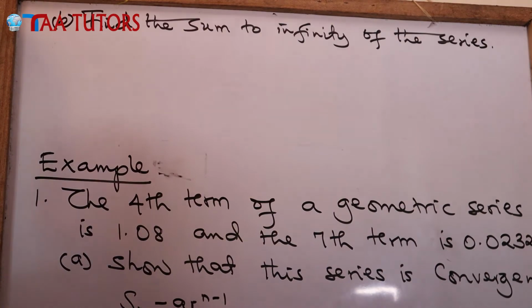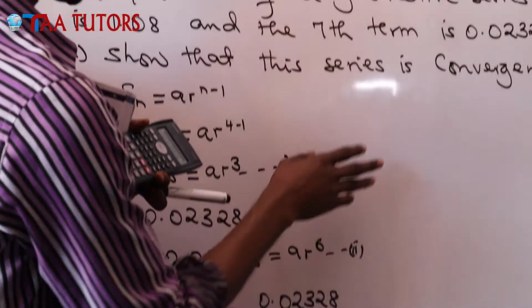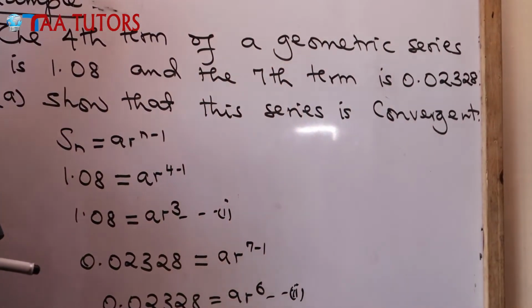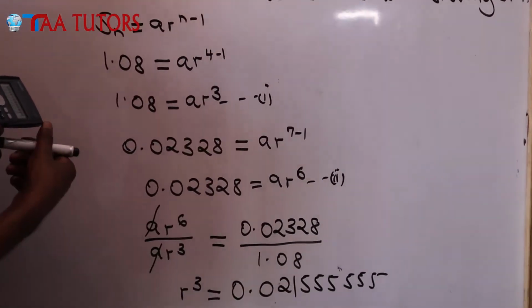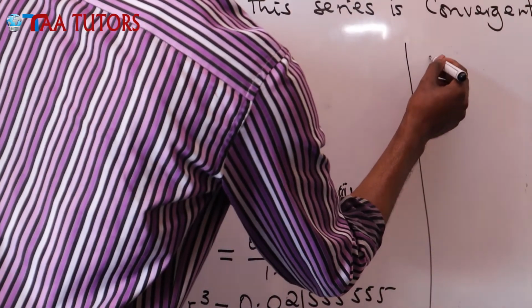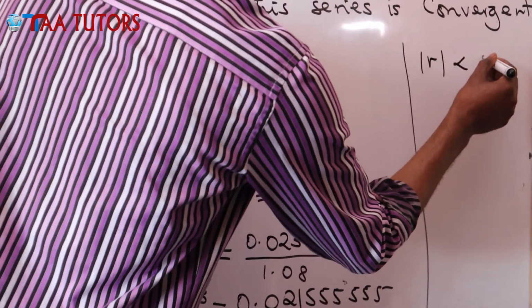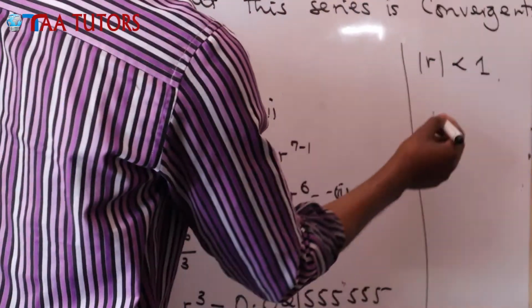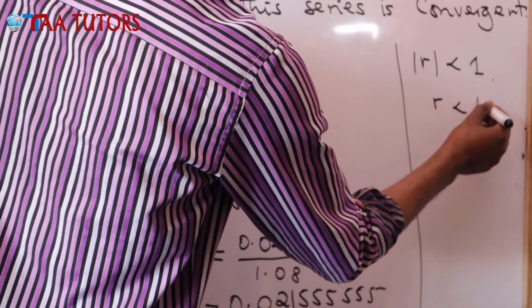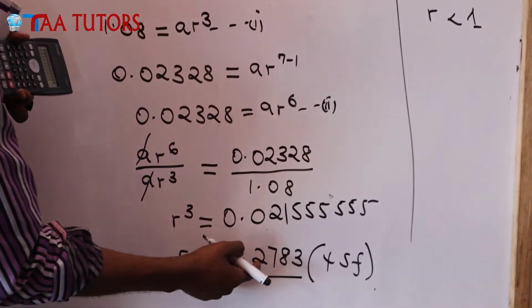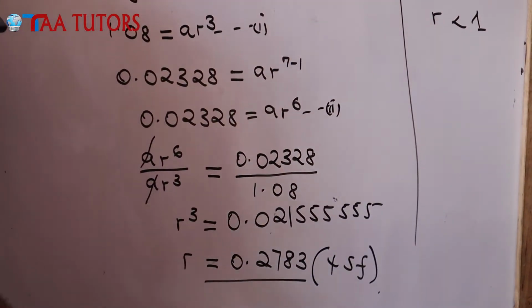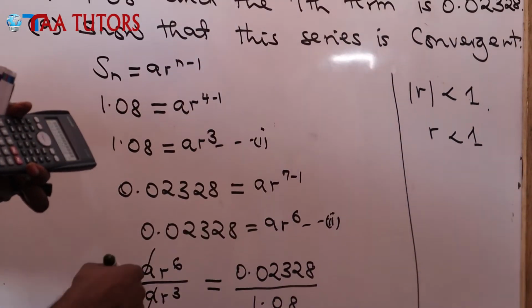So viewers, before I go to that part, I want to explain something. We were told to show that this series is convergent. And I said that to show a convergent series, the only thing we have to show is that absolute r should be less than 1. And we have seen that r here is less than 1, because r is 0.2783. So we have really proved that this is a convergent series.